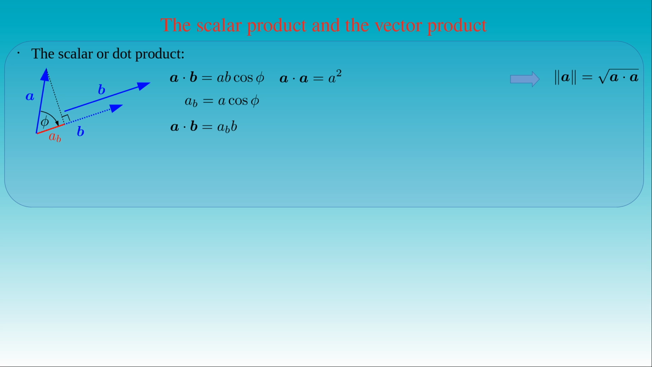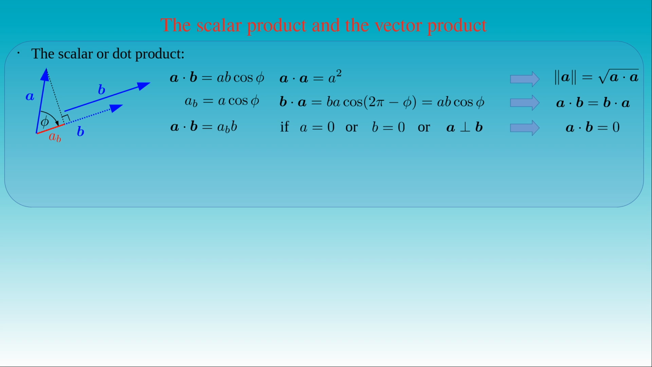If we exchange the vectors A and B, then the dot product of the vector B and the vector A will be equal to B times A times cosine 2 pi minus phi, as we measure the angle from the vector B now. But this result is equal to AB times cosine phi, that is, the dot product is commutative, which means that A dot B is equal to B dot A. We also see from the definition, if the length of the vector A or B is 0 or A is perpendicular to B, then the dot product of A and B vanishes.